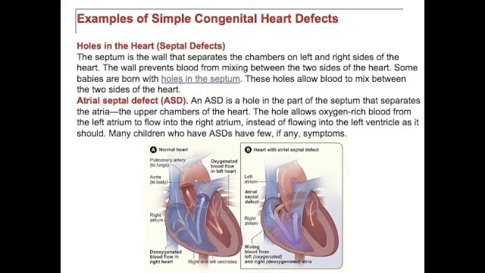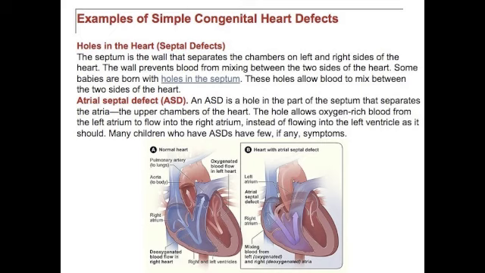Examples of simple congenital heart defects. Holes in the heart, or septal defects. The septum is the wall that separates the chambers on the left and right sides of the heart. The wall prevents the blood from mixing from the two sides of the heart. Some babies are born with holes in the septum. These holes allow the blood to mix between the two sides of the heart.